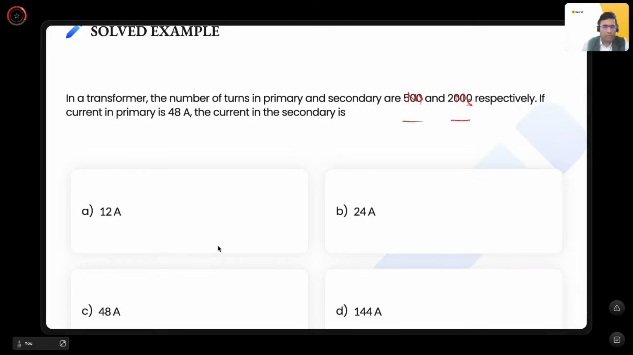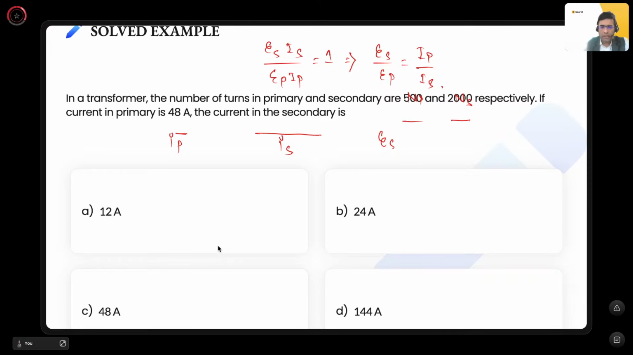If the current in the primary IP is given as 48 ampere and the secondary current you have to find, so you have to find the IS. All right. Now we know that an ideal transformer has 100% efficiency. So we know that ES into IS upon EP into IP is equal to 1. So from here we can write that ES upon EP will be equal to IP upon IS.